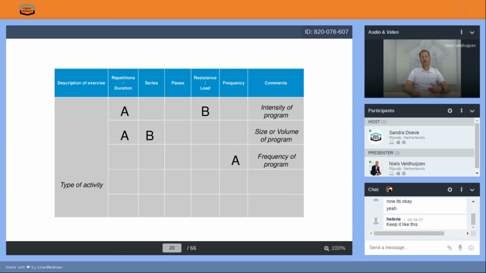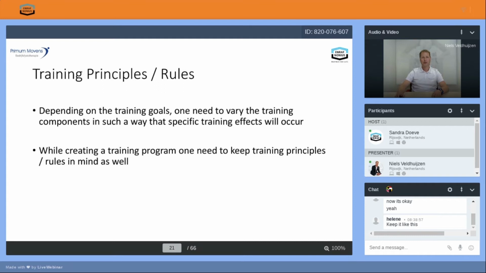You tell the patient, for example, to do a leg extension, but you can also describe how they should perform the leg extension, because you can make it a quick concentric movement and a slow eccentric movement, or a slow concentric movement and a quick eccentric movement. It helps you to specify your training program. And you already hear me say specify. That's already one of the training principles. Depending on the training goals, one needs to vary the training components in such a way that specific training effects will occur. So you should always do your assessment as a physiotherapist.